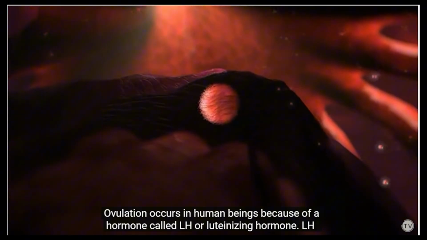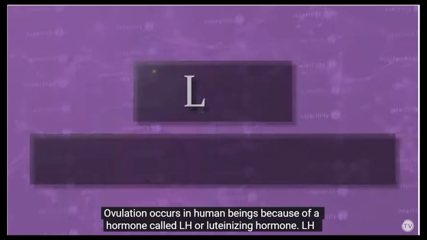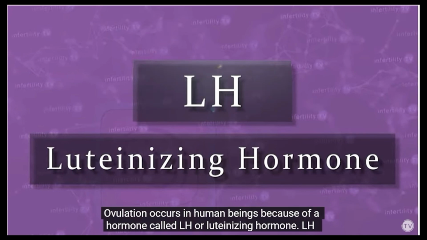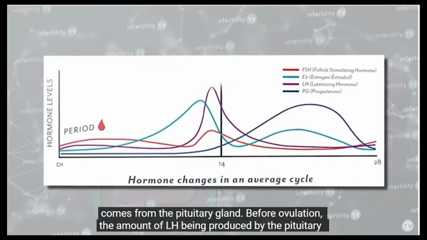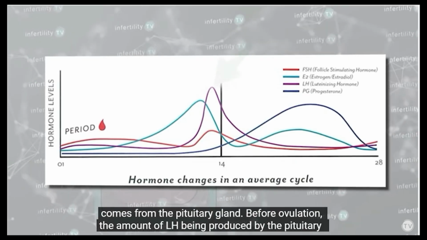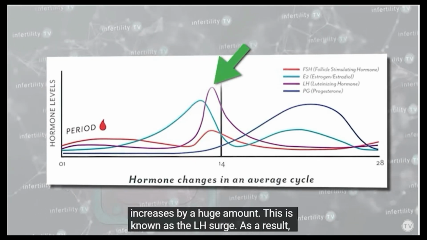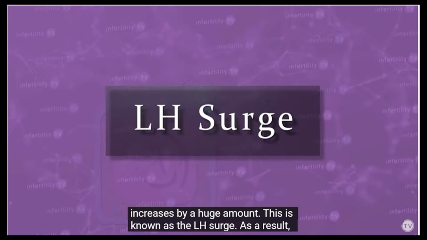Ovulation occurs in human beings because of a hormone called LH, or luteinizing hormone. LH comes from the pituitary gland. Before ovulation, the amount of LH being produced by the pituitary increases by a huge amount. This is known as the LH surge.